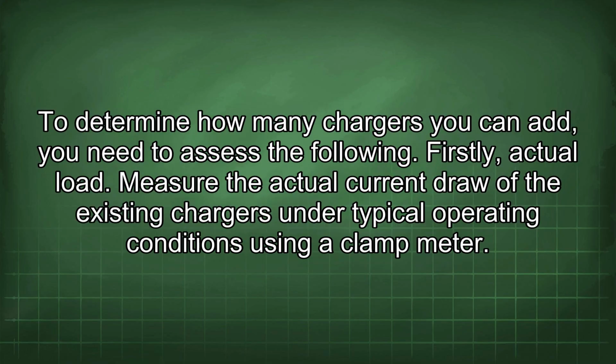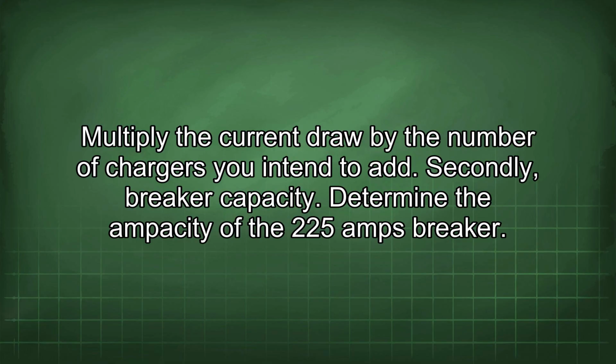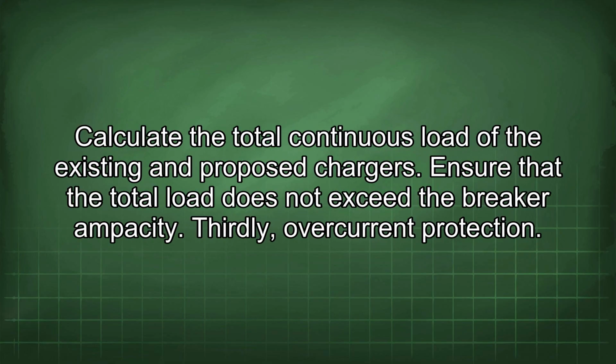To determine how many chargers you can add, you need to assess the following. Firstly, actual load. Measure the actual current draw of the existing chargers under typical operating conditions using a clamp meter. Multiply the current draw by the number of chargers you intend to add. Secondly, breaker capacity. Determine the ampacity of the 225 amps breaker. Calculate the total continuous load of the existing and proposed chargers. Ensure that the total load does not exceed the breaker ampacity.